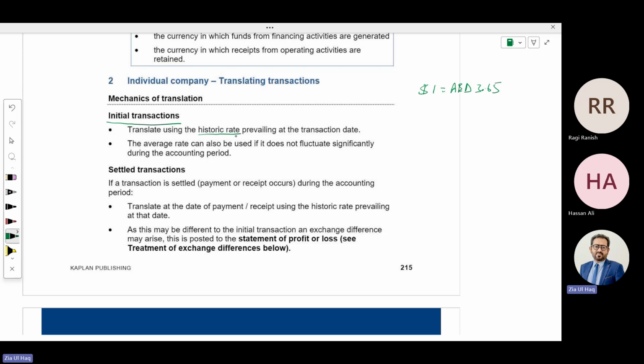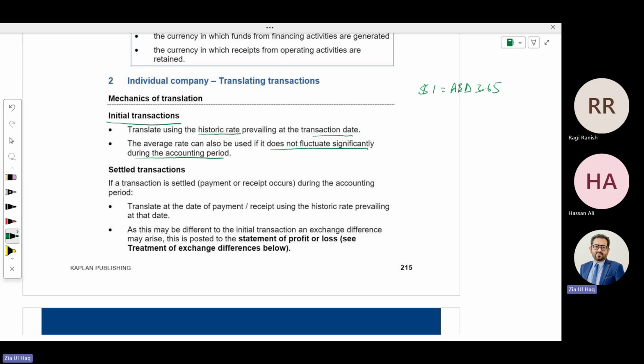Translate using the historic rate prevailing at the transaction date, meaning initially we record a transaction according to the spot rate, the historic rate. The average rate can also be used if it does not fluctuate significantly during the accounting period. If there is not much fluctuation in the average rate, then we can initially record at the average rate. But if there is too much fluctuation in the currency rate, then we should always choose the historic rate.